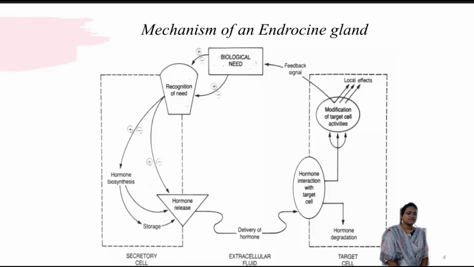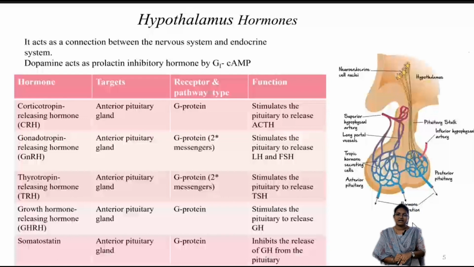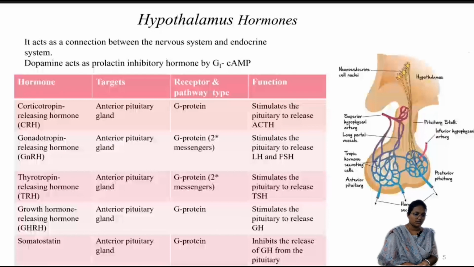Coming to the hypothalamus, it is a part of the brain, and it acts as a connection between the nervous system and the endocrine system. The nervous system signals are converted into chemical messages by the hypothalamus. It is also called the master of the master gland. Can anyone name the master gland? Yeah.